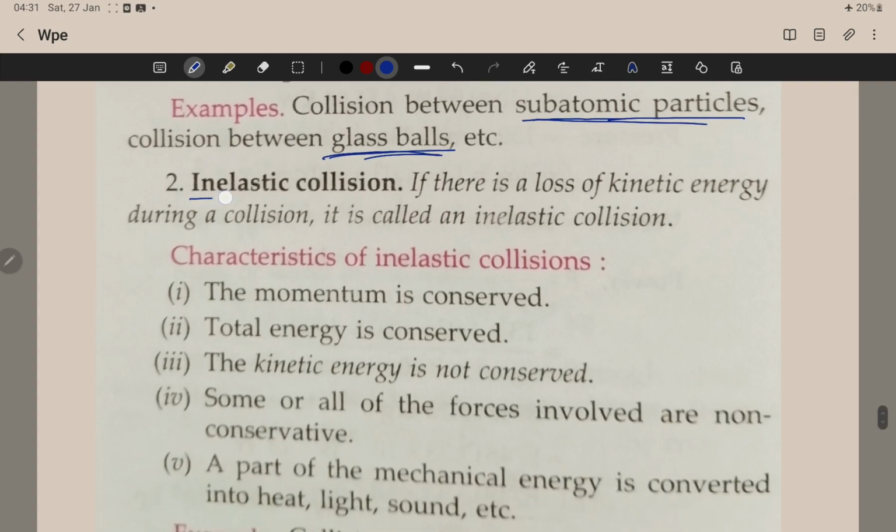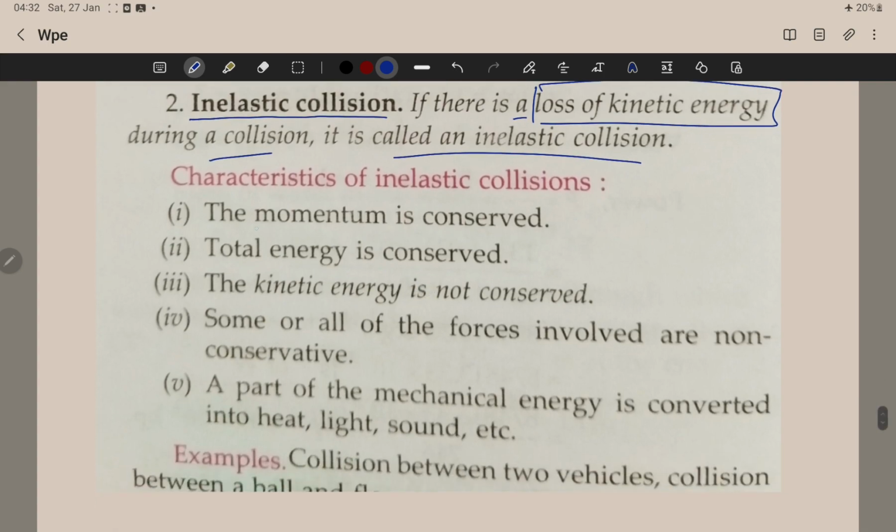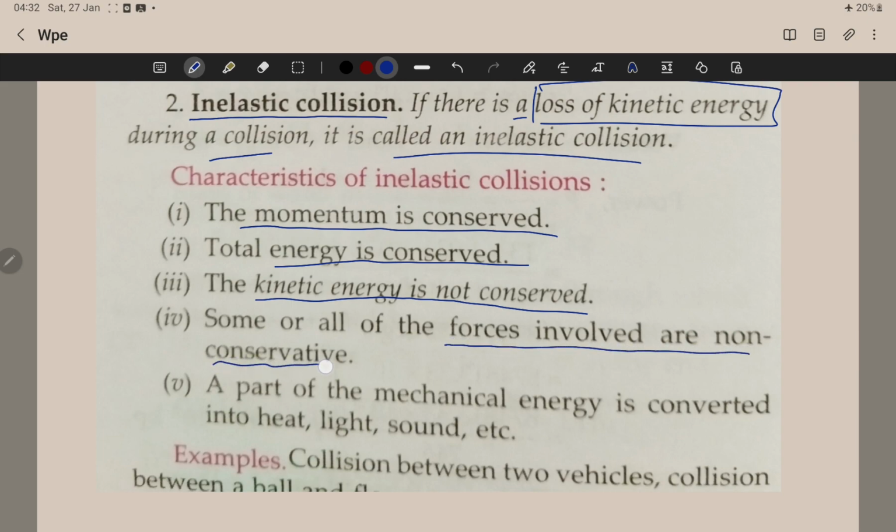Next there is inelastic collision. If the kinetic energy gets lost during a collision, it is called an inelastic collision. What are the characteristics? Here also momentum is conserved and total energy is conserved, but the kinetic energy is not conserved. Some or all of the forces involved are non-conservative. So a part of the mechanical energy is converted into heat, light, and sound.